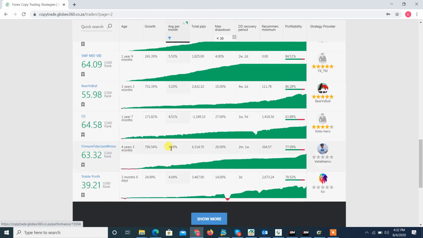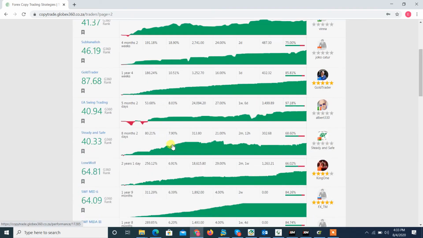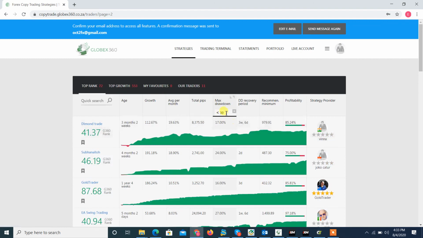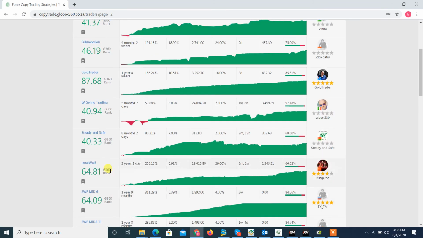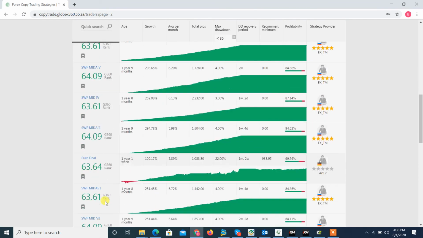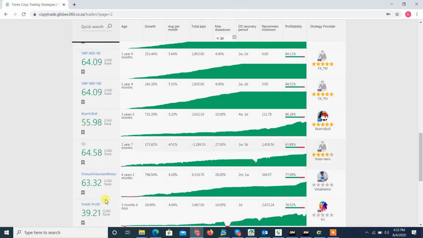It's not set in stone that this person is going to make a 4.19% growth. He can make 10% in this month, or he can lose like 5%. But obviously, the loss factor of how much they will lose, we control with the maximum drawdown that a trader would have. So let's take, for example, over here, somebody that has been going on for quite long.